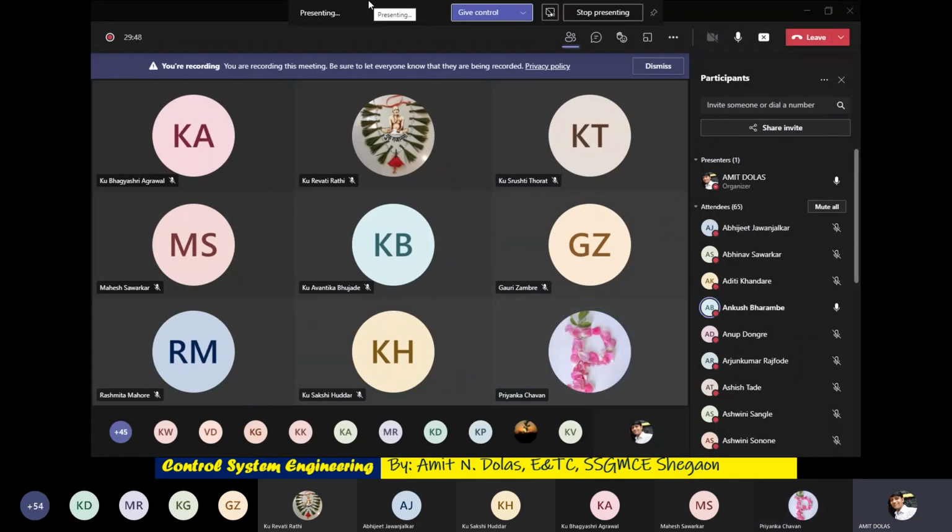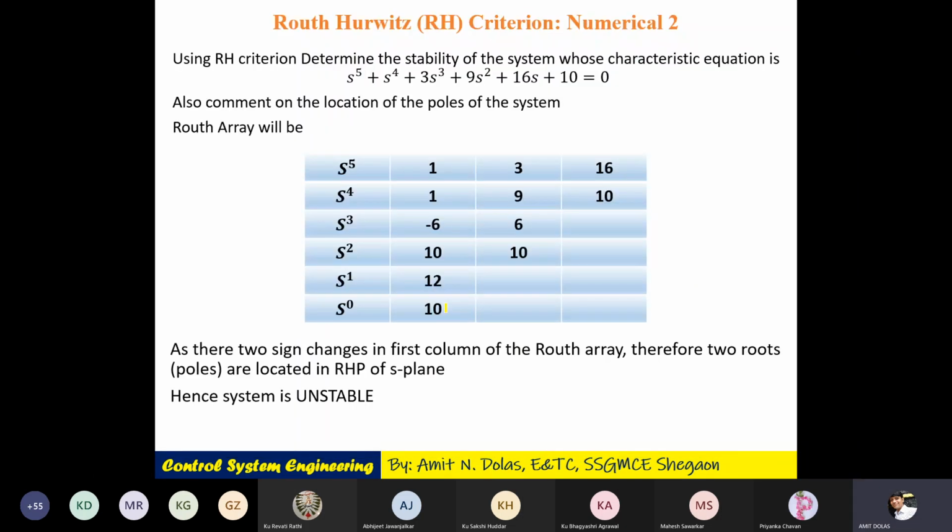It is 1, minus 6. I'll show it to all of you and I'll tell you the calculations again. So it is 1, minus 6, 10, 12, 10. So what about the stability? The system is unstable because there is a minus sign in the first column. Is my screen visible at your end? Yes, sir. Okay, so this is the answer.